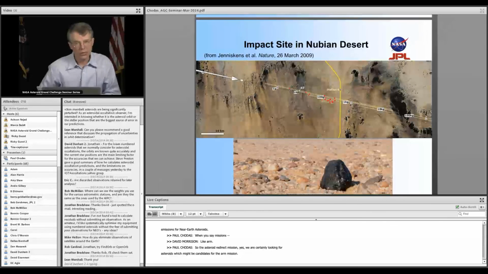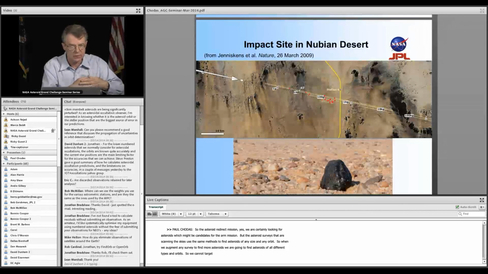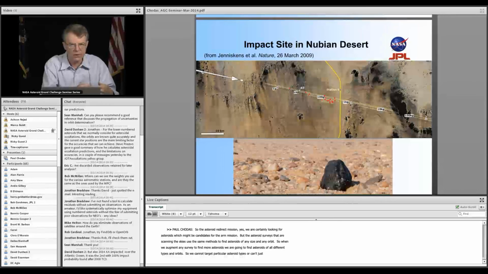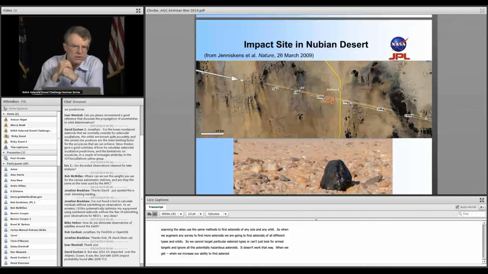But the asteroid surveys that are scanning the skies use the same methods to find asteroids of any size and any orbit. So when we augment any survey to find more asteroids, we're going to find asteroids of all different types and orbits. So we cannot target particular asteroid types, or just look for ARM targets and ignore all the potentially hazardous asteroids. It doesn't work that way. When we increase our ability to find asteroids, we'll find them of all sizes, yes.